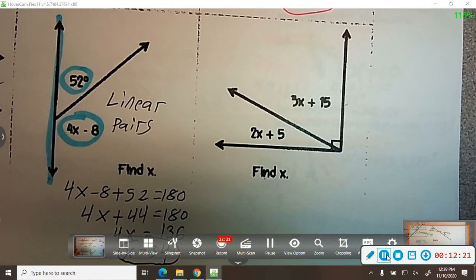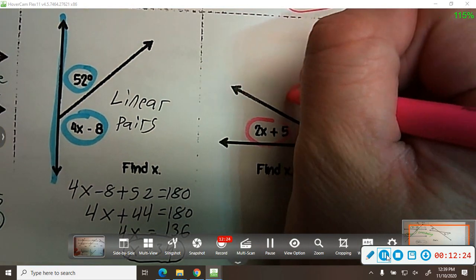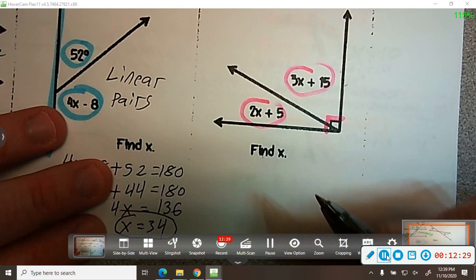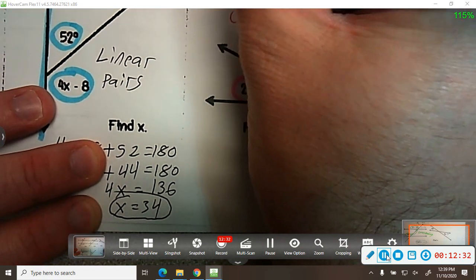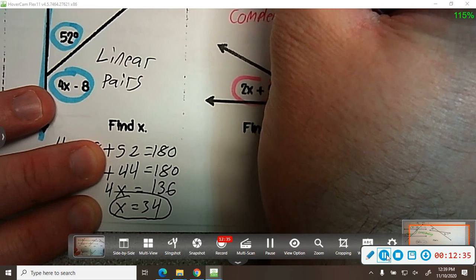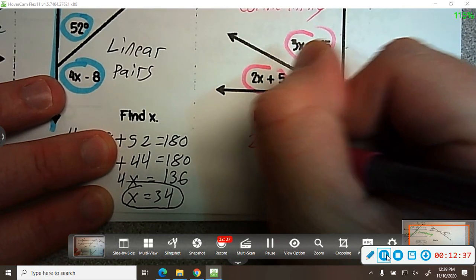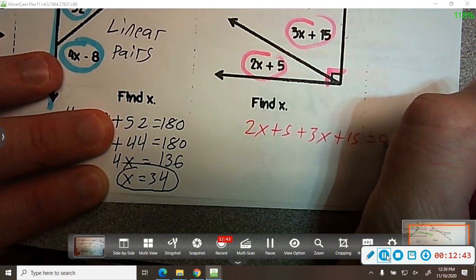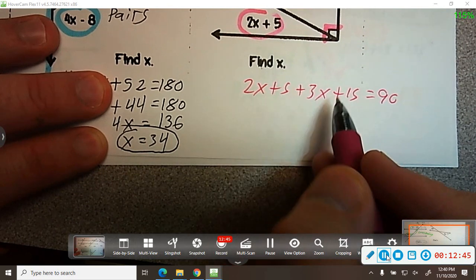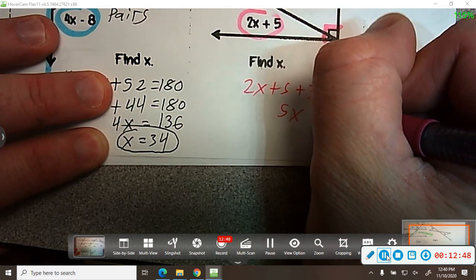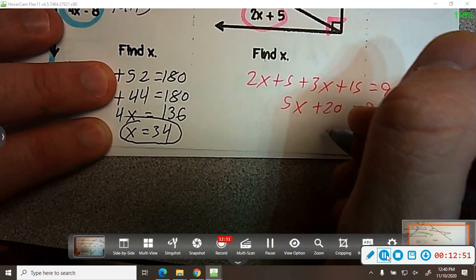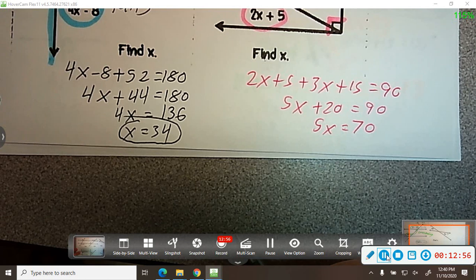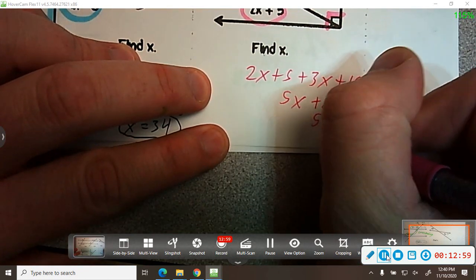Next, we know that this angle plus this angle, we call those complementary. They add up to 90 degrees. These are complementary. So I'd say 2x plus 5 plus 3x plus 15 is equal to 90. 2x plus 3x is 5x. 5 plus 15 is 20. Subtract 20 from both sides. Take 70 divided by 5, and you get 14. So x is 14.